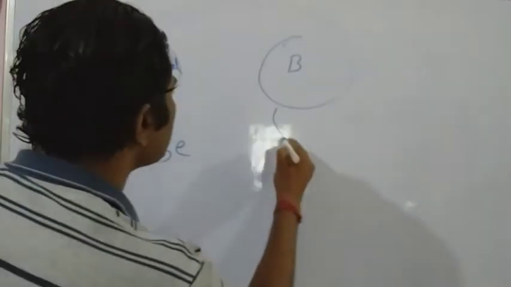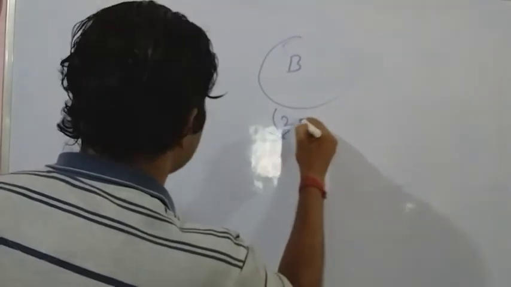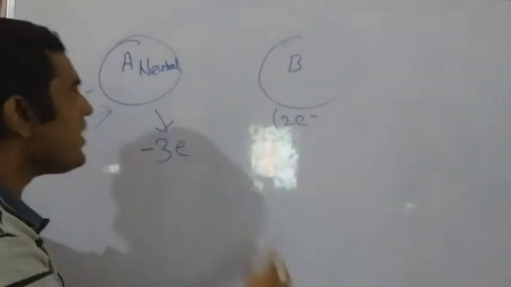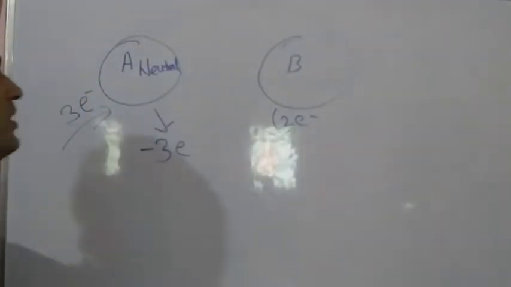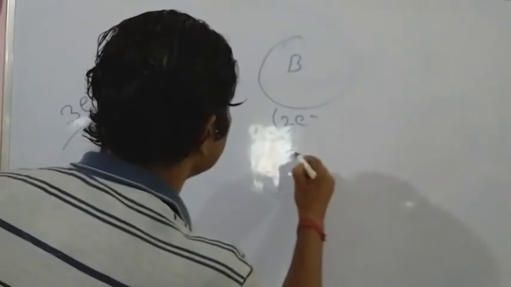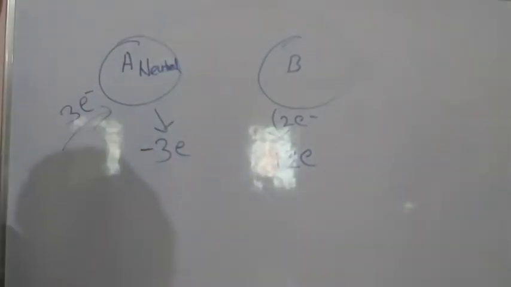Now let's have another neutral body here, and we say this body is B and it is neutral. Now let's take out 2 electrons here. What's the charge of this body if I take out 2 electrons from it? The charge will be plus 2e.